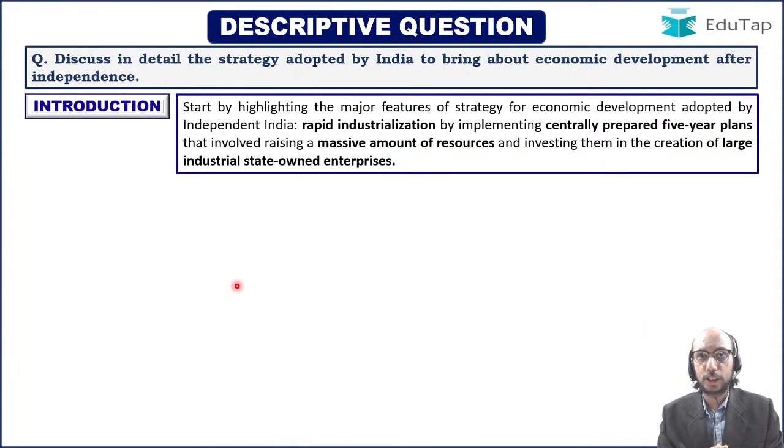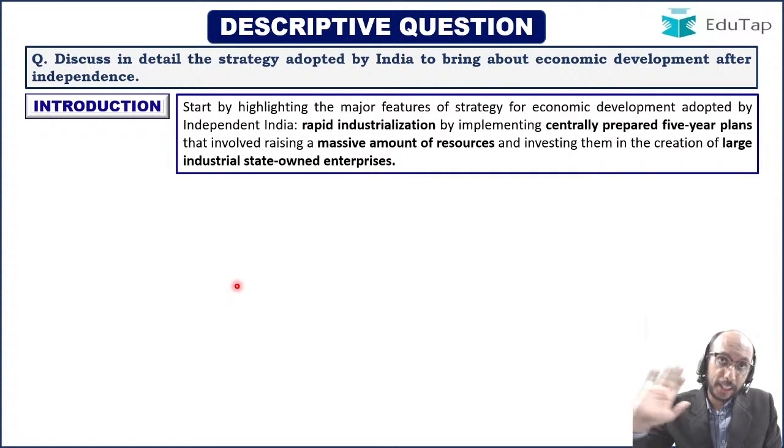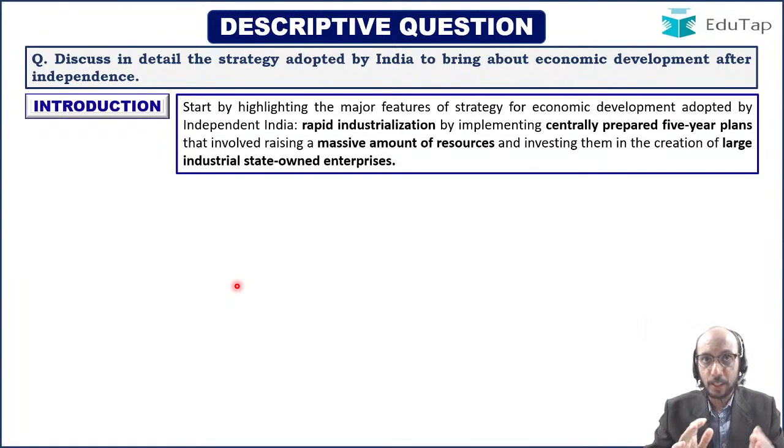What will be your introduction? In your introduction, in my opinion, you should very briefly state what the India strategy was about economic development after independence. Yani ki what was exactly the strategy? So our strategy was rapid industrialization by implementing centrally prepared 5-year plans that involved raising a massive amount of resources and investing them in the creation of large industrial state-owned enterprises. This was the broad strategy, very broadly speaking.